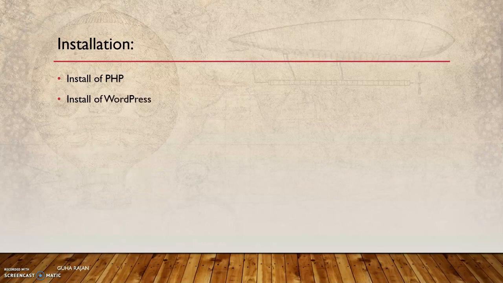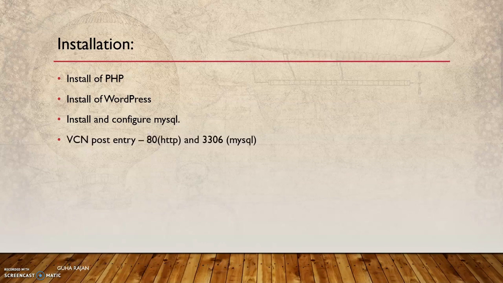Once that is done, you go get the WordPress package and install it on the Oracle Cloud Infrastructure. That is step 2. Then step 3 is to install and configure MySQL. That's the database. You need to do that, and after that, you need to make entries into the virtual cloud network port entries. It needs to be port entry, not post entry. The port entry of 80, and 3306 for MySQL.